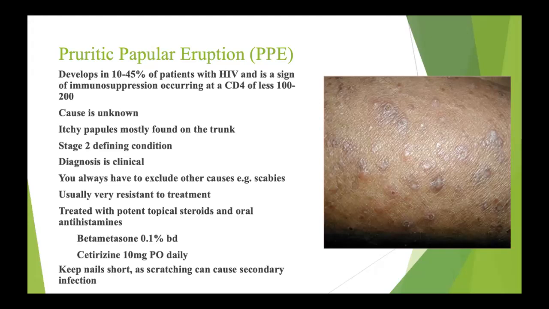The diagnosis is clinical. You always have to exclude other causes, e.g. scabies, and it's usually very resistant to treatment. So that's one way of seeing what we're dealing with. Treat with potent topical steroids and oral antihistamines. So betamethasone 0.1% twice a day, cetirizine 10 milligrams per os daily. And we keep our nails short as scratching can cause secondary infection.